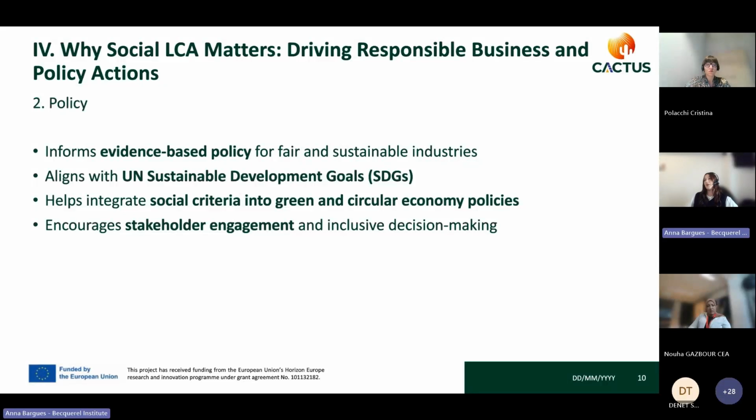And then it also is very interesting in terms of policy, because from a policy perspective, social LCA can provide recommendations for designing fair and inclusive sustainability policies. So it can support the inclusion of social criteria, for example, in the strategies for circularity and sustainable processes. And it can also promote stakeholder engagements, helping ensure that the energy transition benefits both the people and the planet.